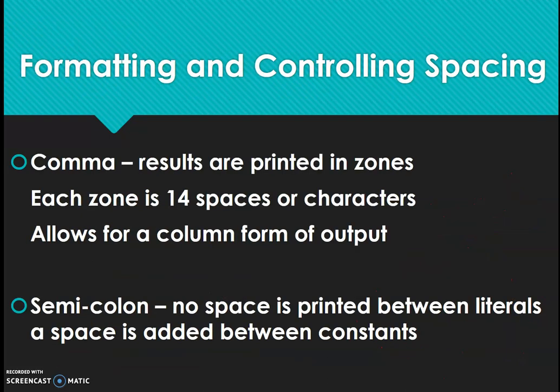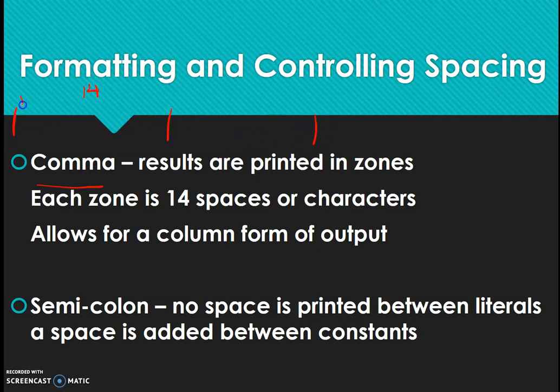So formatting. We're going to talk about in this lesson, how do I create a specific layout in my program so that we can have a more pleasing output. So 2 things, and this is the use of syntax. So we have the comma. The comma will give us these preset zones. And so it will create for us, starting at column 1 of the output, these preset zones of 14 columns.